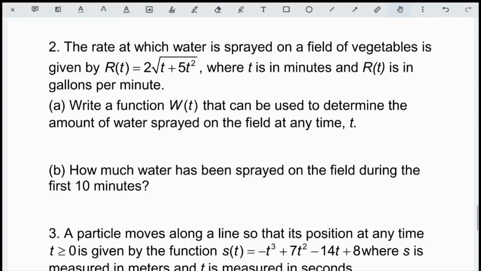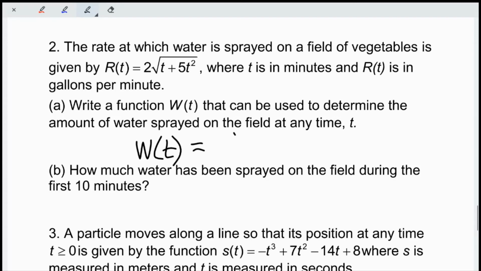So write a function W(t) that can be used to determine the amount of water sprayed on the field at any time t. So it looks like we don't have an initial value. So the amount of water that is sprayed on the field, we're going to assume we're using a calculator here. If we were to integrate that rate function, then that's going to give me the net change in the amount of water on the field.